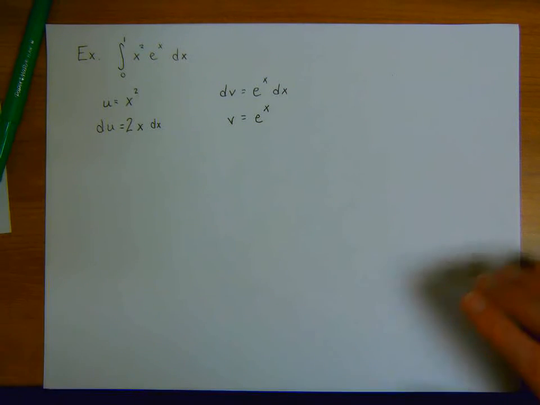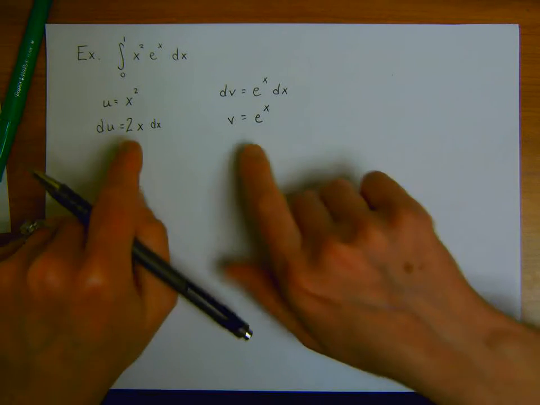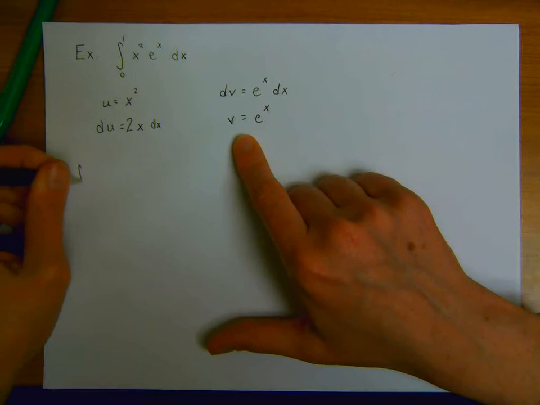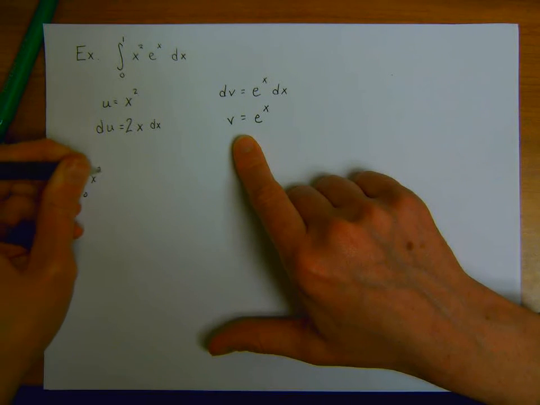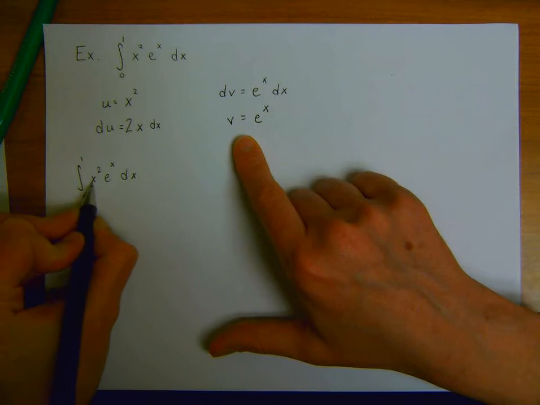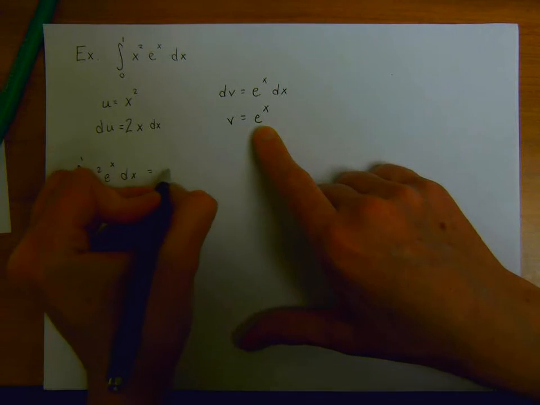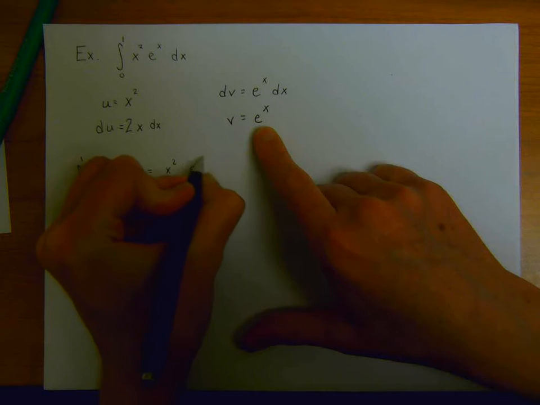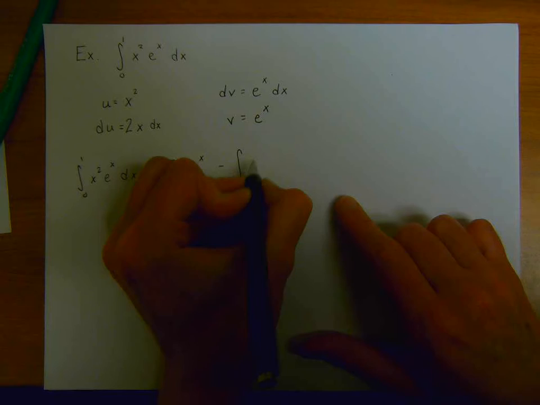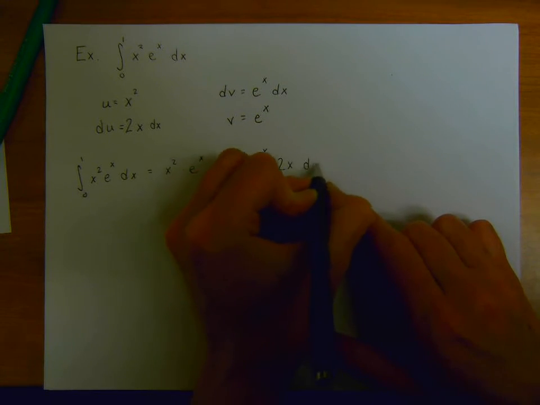If you flip-flopped and did it the other way, you might do a couple of iterations and see if it works out or see if it doesn't. But we haven't quite finished solving the integral, right? So my integral, the integral from 0 to 1 of x squared e to the x dx, so this was u dv, is equal to uv, x squared times e to the x, minus the integral of v du, which is e to the x times 2x dx.